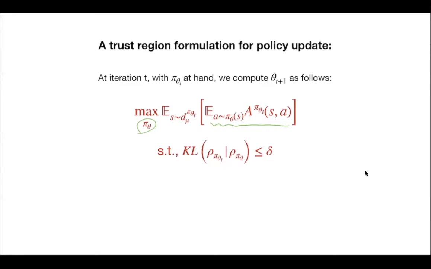This KL says that I want to make sure that the trajectory distribution of my new policy is not too far away from the trajectory distribution of my current policy under the KL divergence measure. Let me remind you that this is the trajectory distribution: rho of tau under pi is mu of S0, pi of A0 given S0, P of S1 given S0 and A0, and so forth.